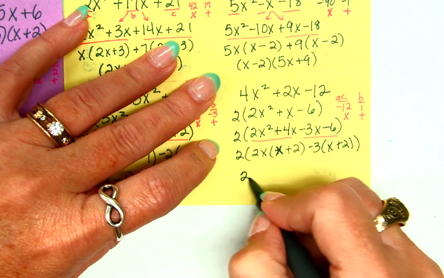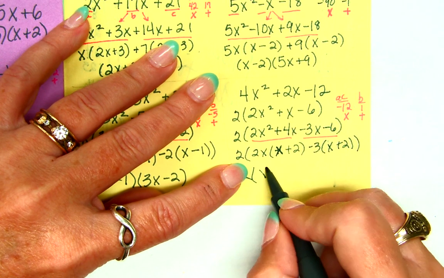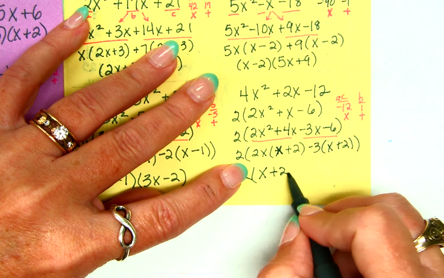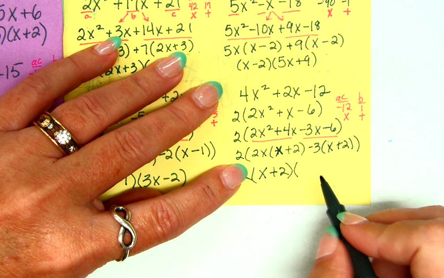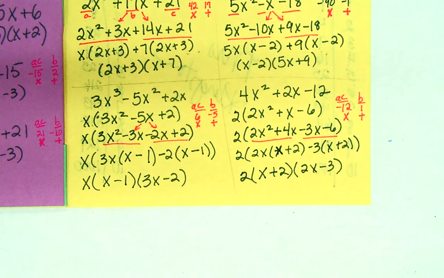Still dragging the 2 along. What's common in these 2 terms? Very good. X plus 2. And what's left? 2x minus 3. Done.